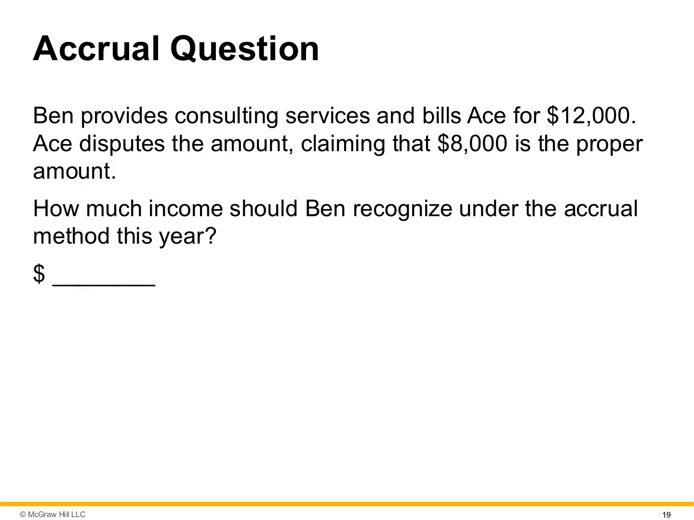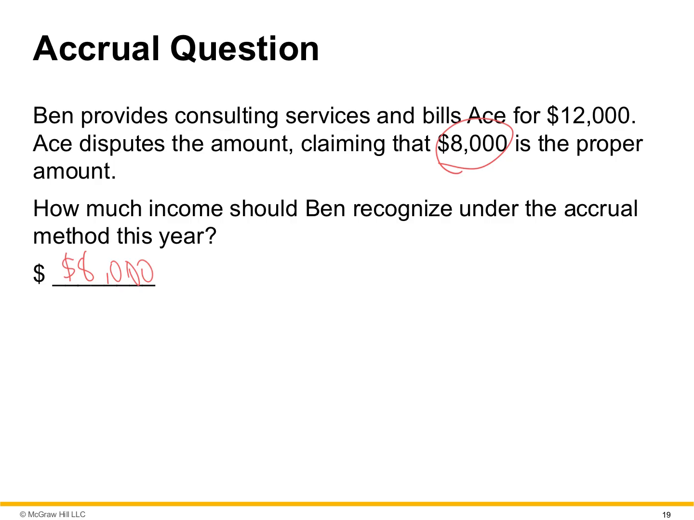So let's look at an example demonstrating that. In our practice question, Ben provides consulting services and bills Ace for $12,000. Ace disputes the amount, claiming that $8,000 is the proper amount. How much income should Ben recognize under the accrual method this year? The amount that Ben should recognize is $8,000. It's this number here.